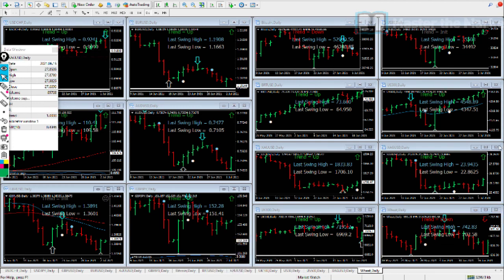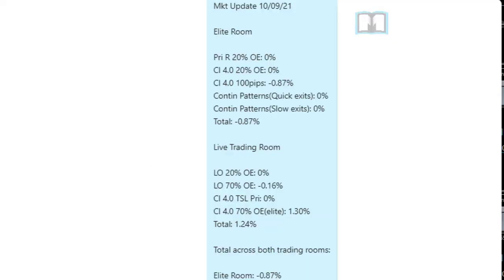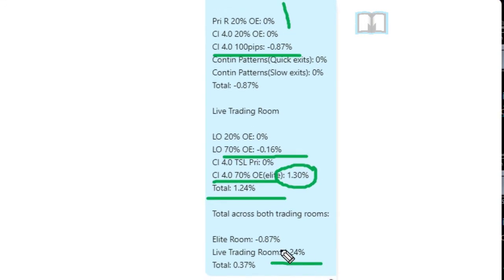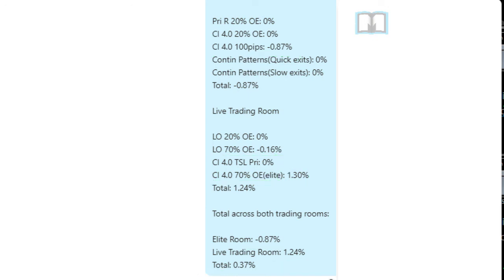In terms of our performance, let's take a look at that. In terms of our performance in the elite room, as you can see, a bit flat across these two strategies. CI 4.0 100 pips is minus 0.87% down. And in terms of the live trading room, CI 4.0 70% OE is on a healthy 1.30% up, and it just lost a little bit tiny 0.16% on 70% OE. So overall 1.24% up on the live trading room, down 0.87% on the elite room. Overall we are up 0.37% across both the rooms.